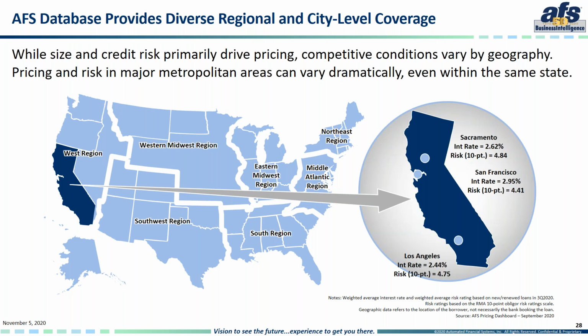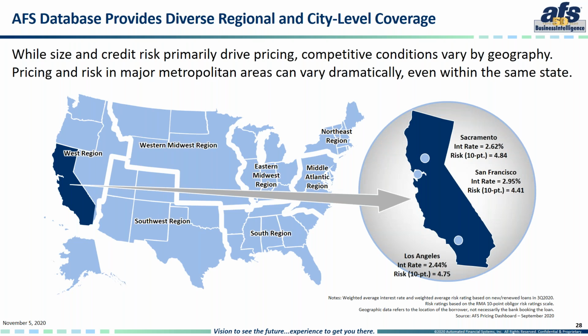So competitive conditions are certainly unique to each local market, meaning that banks can rarely obtain the same yield or maintain the same asset quality for that matter across different locations. That's why when we onboard a bank to the pricing dashboard, we provide them with the ability to drill down to the city level. So we have an example of that granularity here for California, in which we display the weighted average interest rate and the weighted average risk rating for the three largest core-based statistical areas in this state.